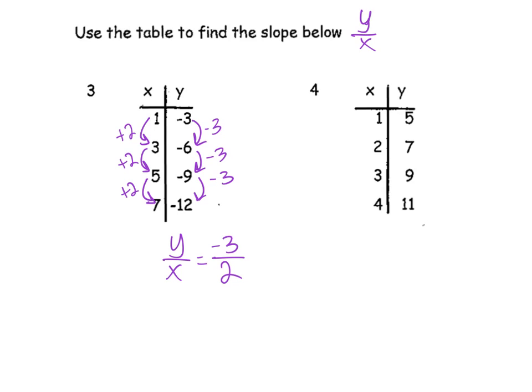Do number 4 with the people at your table. Check your answers, make sure that they have what you have, or help them if they're not getting it. Now, what did you and your group get for number 4? Did you check with them? Make sure that you're going to give me the right answer.